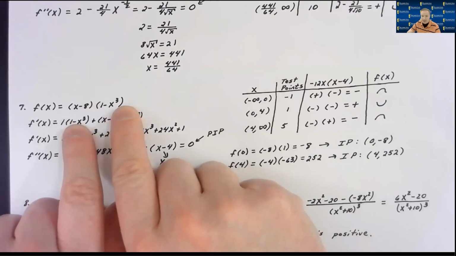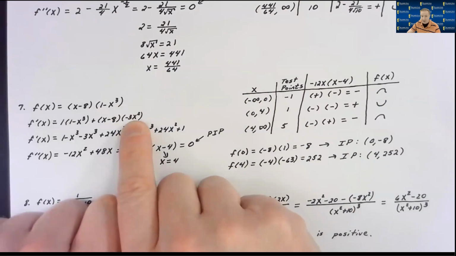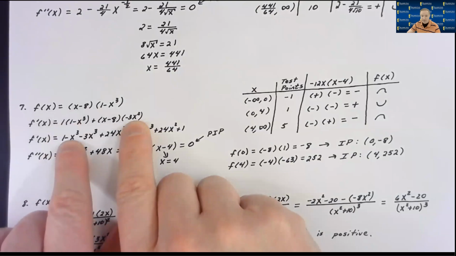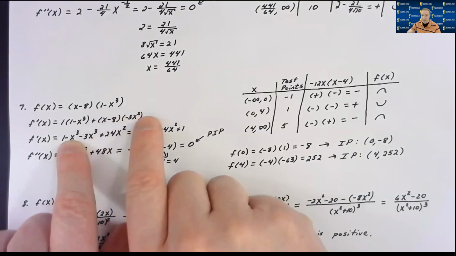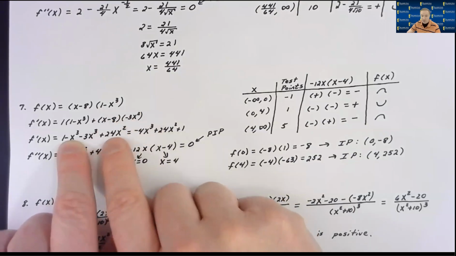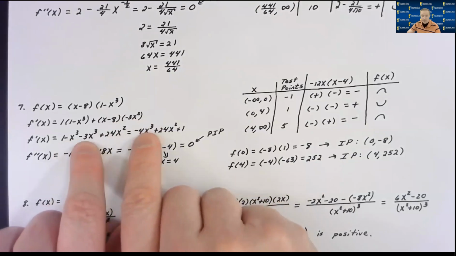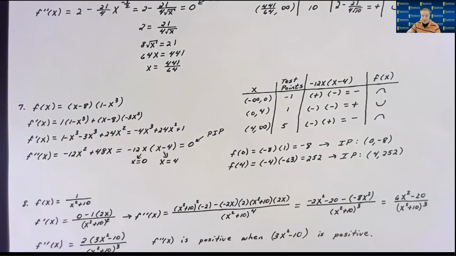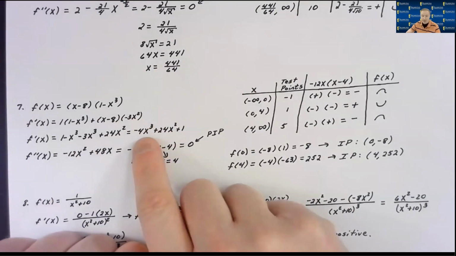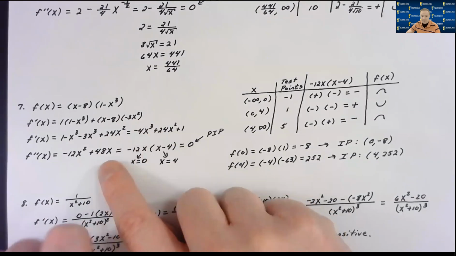And I said times the second plus the first times the derivative of the second, which is going to be your negative 3x squared. At this point, you still have to distribute out. So you'll have 1 minus x cubed, and then I'll have minus 3x cubed and plus 24x squared. I collected like terms. I wrote it in descending order: negative 4x cubed plus 24x squared plus 1. Now, for my second derivative, I just used the power rule on that polynomial, and I get negative 12x squared plus 48x right here.